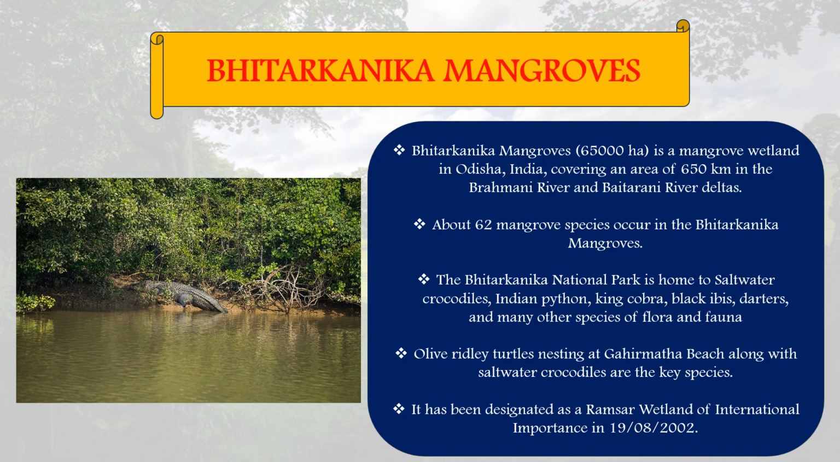And the Bhitarkanika mangroves was designated as Ramsar wetland of international importance on 19th August 2002, and it is famous for its saltwater crocodiles and olive ridley sea turtles. There are also other species found in Bhitarkanika National Park like Indian python, king cobra, black ibis, darters, etc. And the olive ridley turtles nesting at the Gahirmatha beach, along with the saltwater crocodiles, are the key species of Bhitarkanika mangroves.